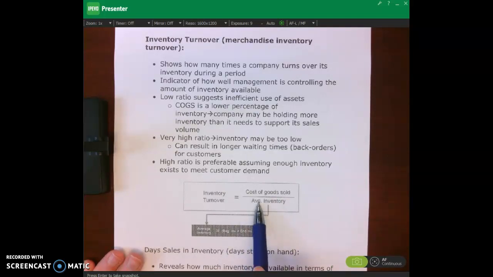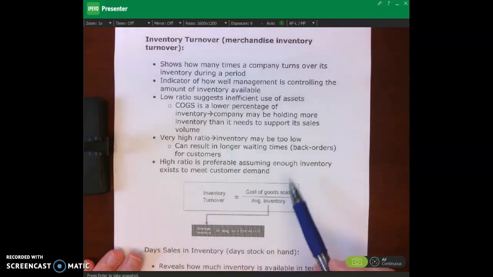How do we calculate the average inventory? It's beginning inventory plus ending divided by 2. So the way we calculate this ratio is cost of goods sold divided by average inventory, and average inventory is calculated by beginning inventory plus ending inventory divided by 2. Okay, that gives us our inventory turnover.